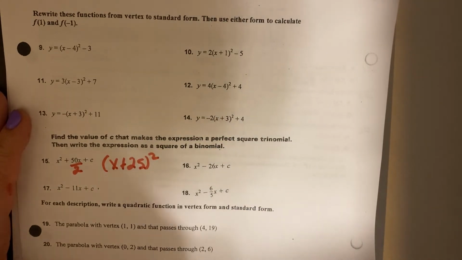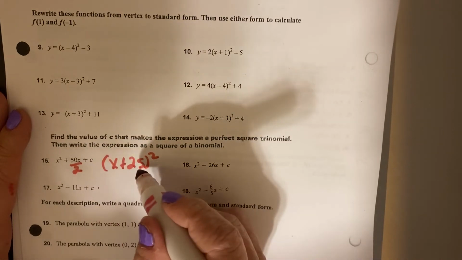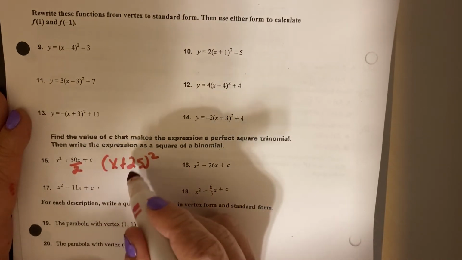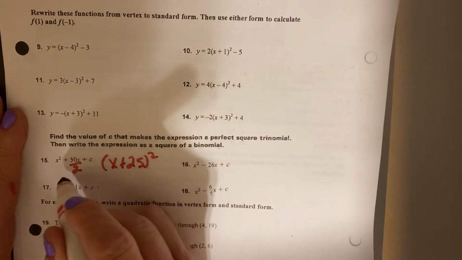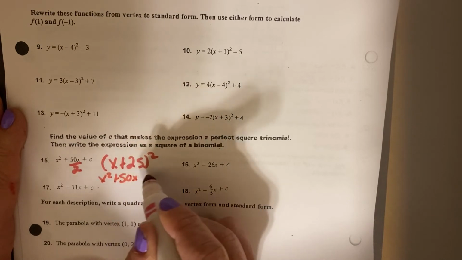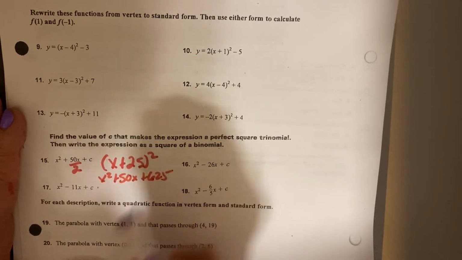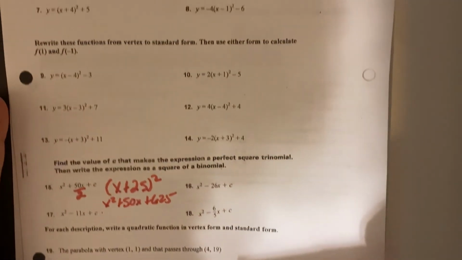And then you'll square it, so you're going to have x plus 25, and then square it, and then to find c, you're going to take c and square it. And so 25 times 25 is 625, and so then you'll rewrite this as x squared plus 50x plus 625 is what you'll do on that.